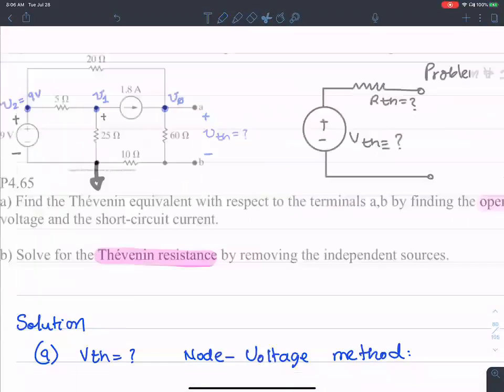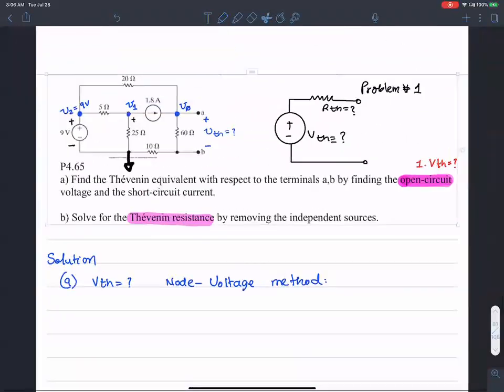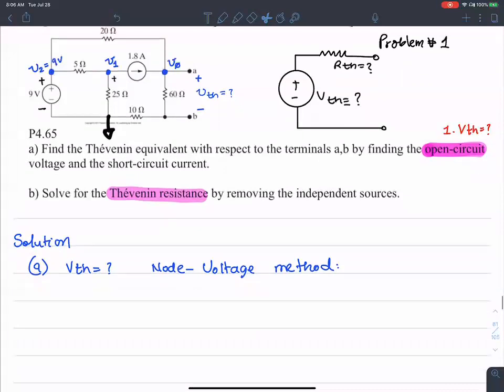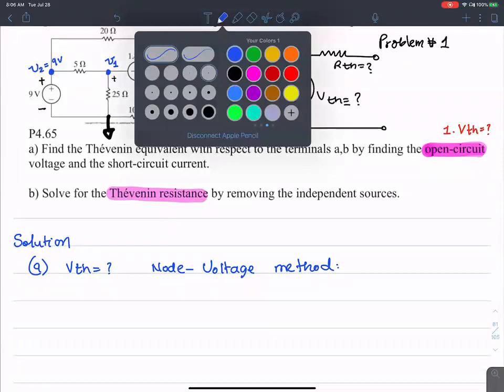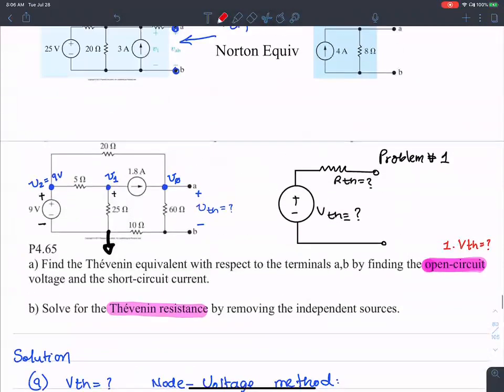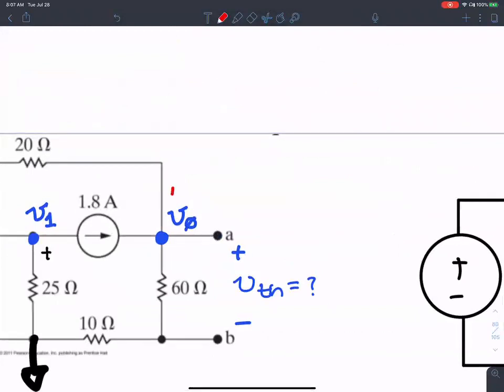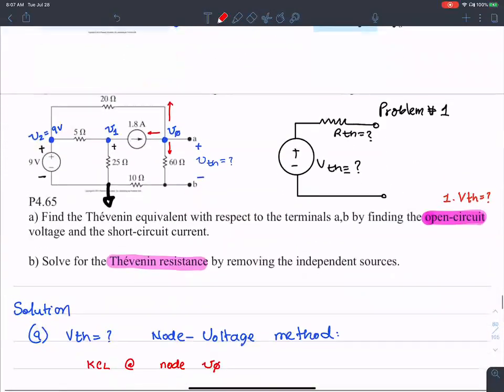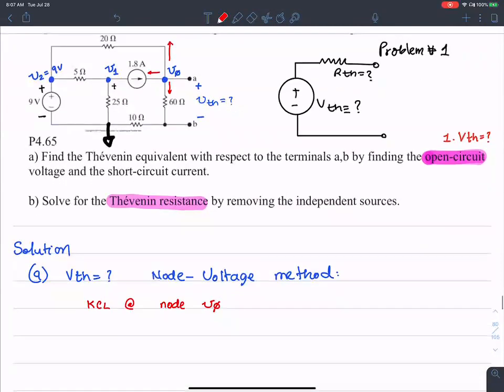So let's see if we can apply the node voltage method to the different nodes here. So I'm going to write KCL at node V0. If you want to add all the currents leaving the V0 node, there are three branches. There's a current going north, there's a current going west, and there's a current going south. So let's try to add them up.